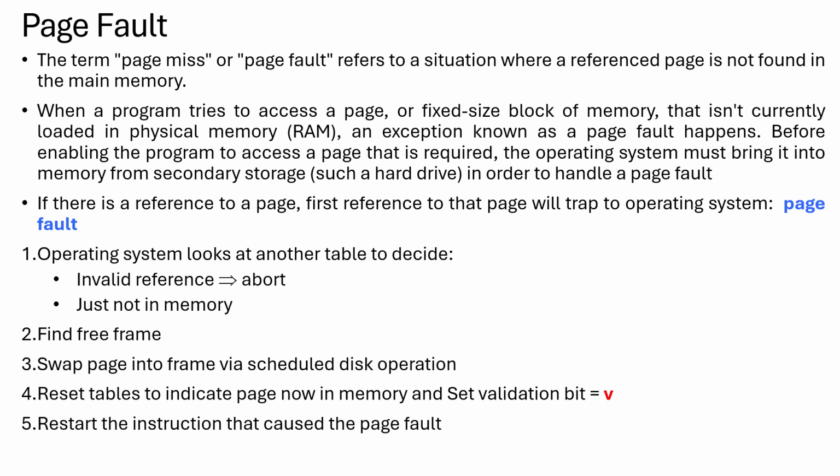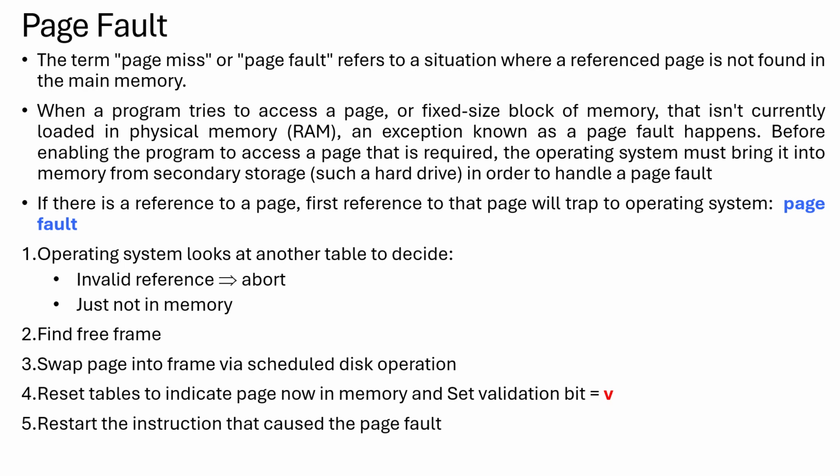Then page fault. The term page miss or page fault refers to the situation where a referenced page is not found in the main memory. When a program tries to access a page, a fixed block of memory, that is not currently loaded in the physical memory, it is called a page fault. Before enabling the program to access the page that is required, the operating system must bring it into memory from secondary storage in order to handle the page fault.